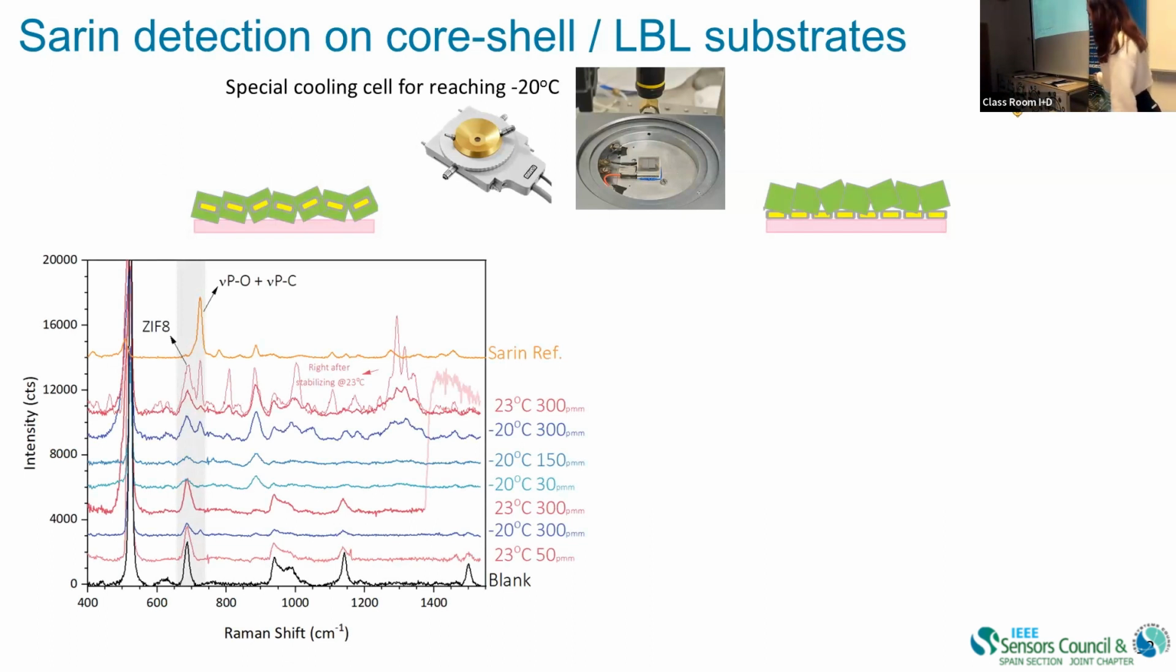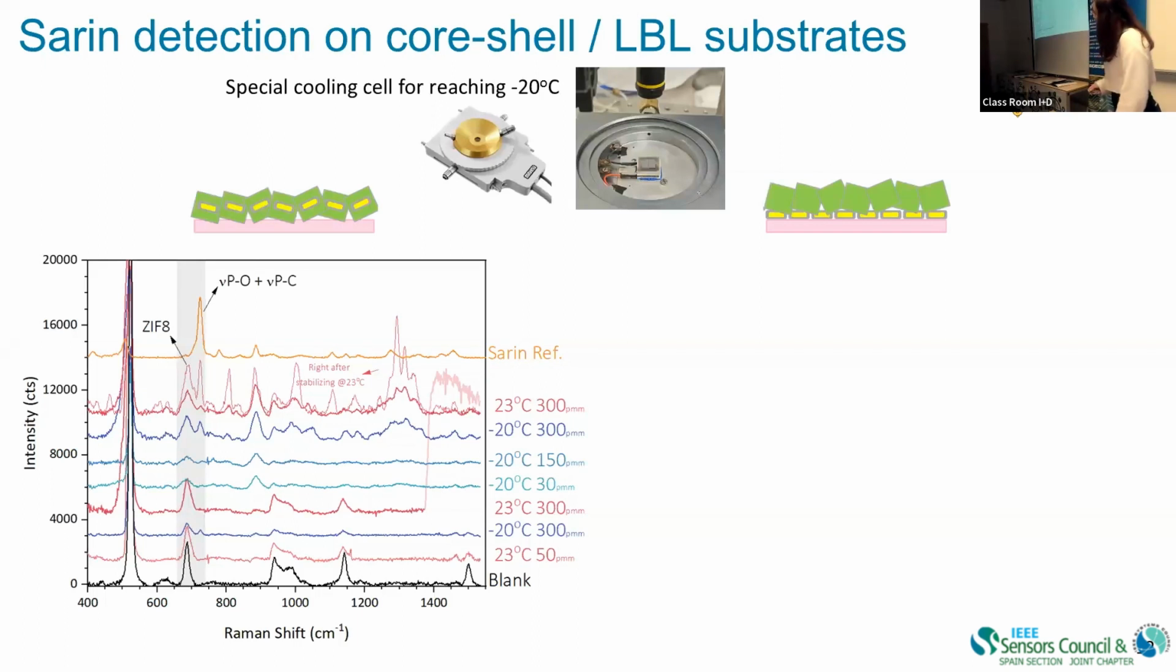So I started taking the blank measurements just for comparison, and then I started exposing the SERSing in, let's say, mild conditions: room temperature and relatively low concentrations, 50 ppm. And unfortunately, at the region of interest, we couldn't see anything. And then I went a bit drastic: -20 degrees, 300 ppm, and after stabilization, we could actually detect SERSing.